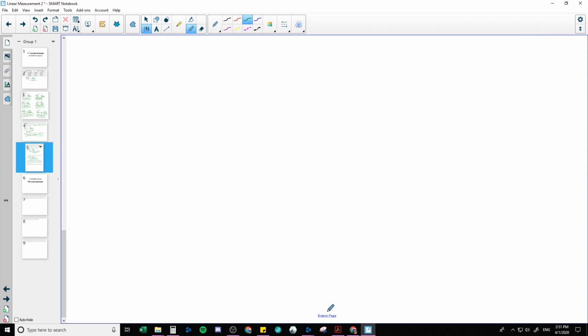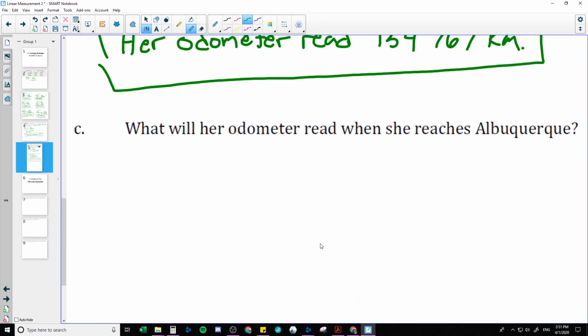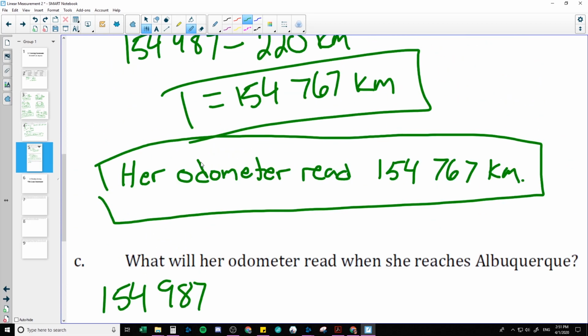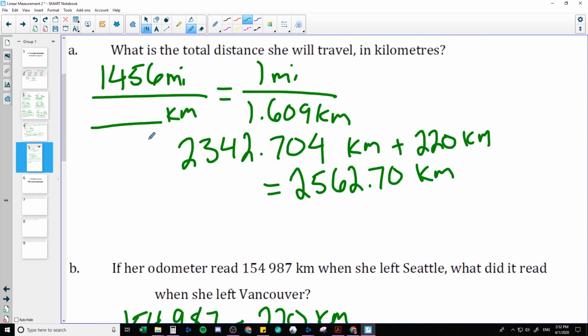All right, last part of this question. What will her odometer read when she reaches Albuquerque? Okay, so again, we started with 154,987. This is what it reads when she left Seattle. So she's already traveled this 220 kilometers. What we're going to have to do is take the number we calculated in part A of how far she is going to travel between Seattle and Albuquerque, and add it to this number here.